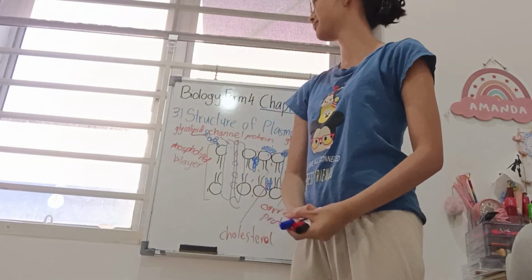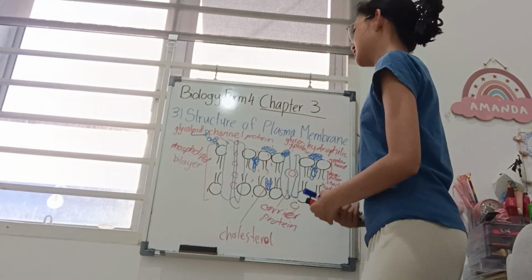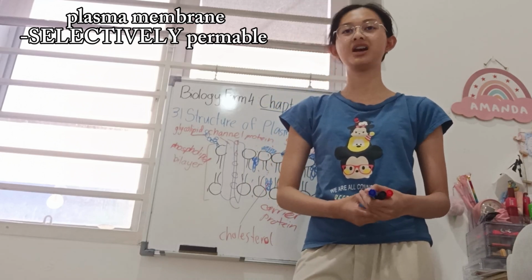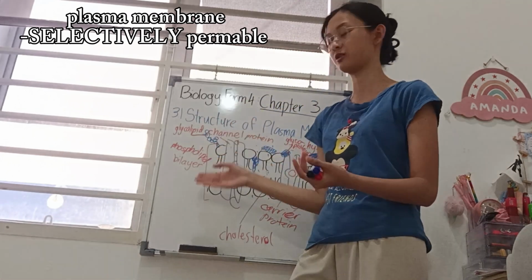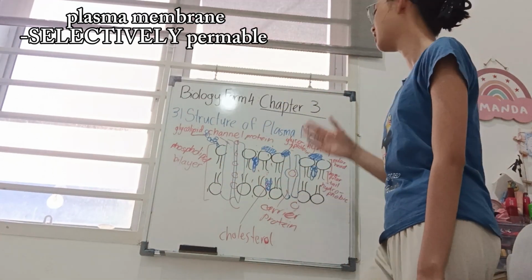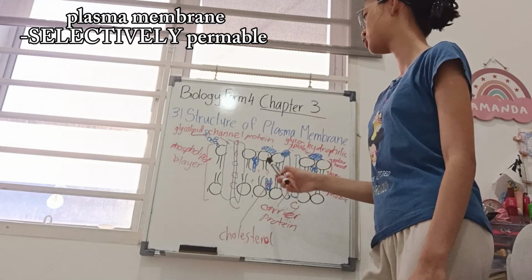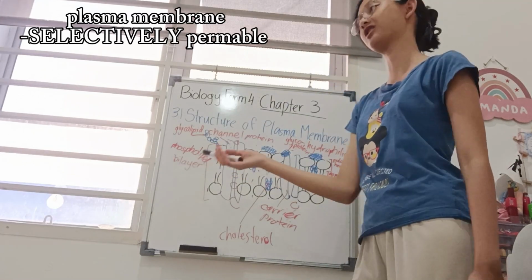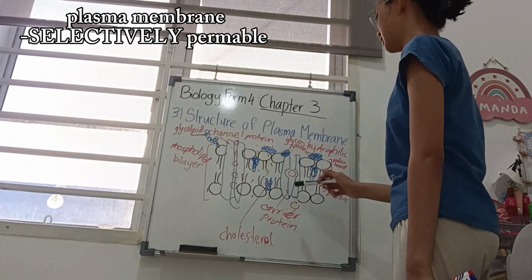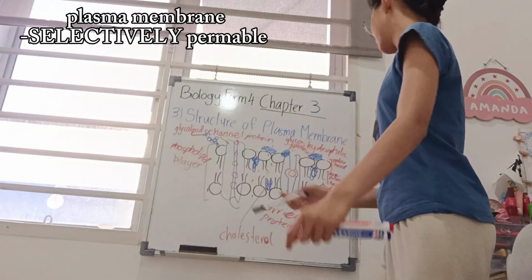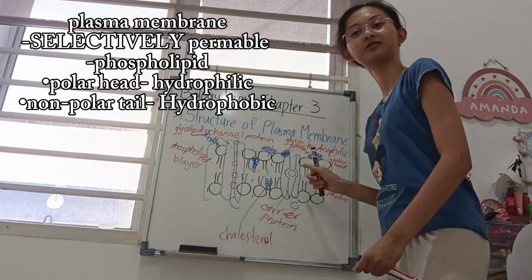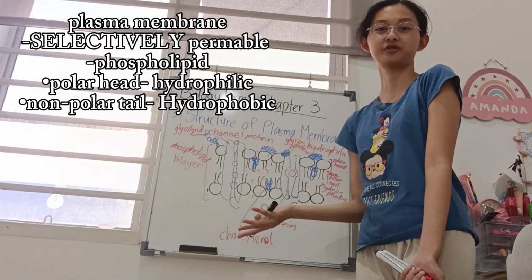So that's all for 3.1. Recap: structure of the plasma membrane. The plasma membrane is selectively permeable, which means only certain molecules and substances can go through. Small ones like oxygen, water and carbon dioxide can go through the phospholipid bilayer. The phospholipid has a polar head, hydrophilic because it loves water, and a nonpolar tail, hydrophobic because it hates water.